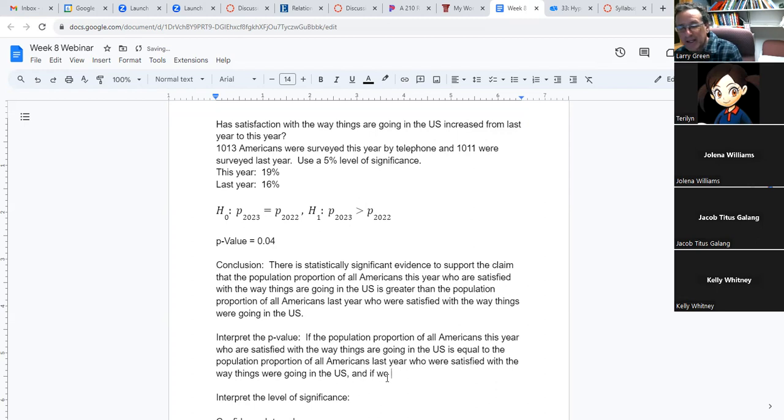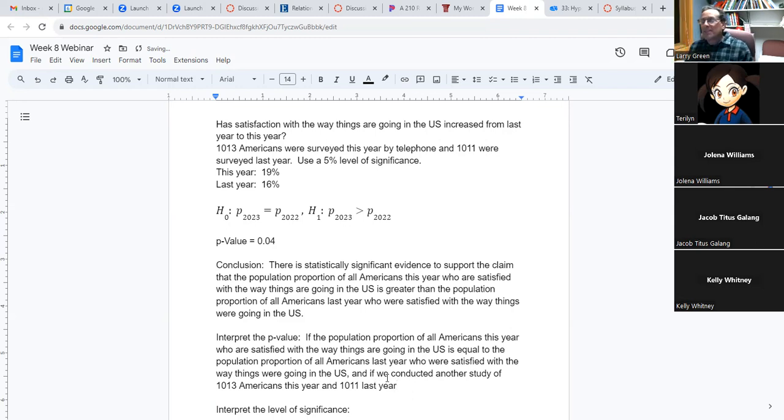And if we conducted another study of 1,013 Americans this year and 1,011 last year. And just a note, by the way, this is all in theory. To really do it, you'd have to time travel, and that's probably not very easy. Good luck going to last year and asking. But you could do it in theory, at least.